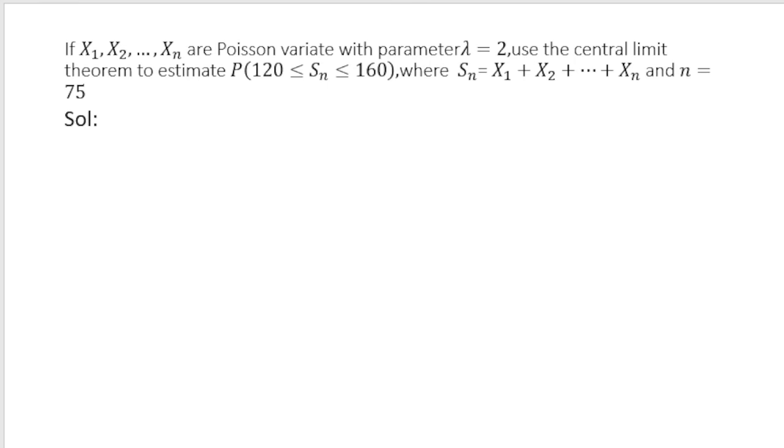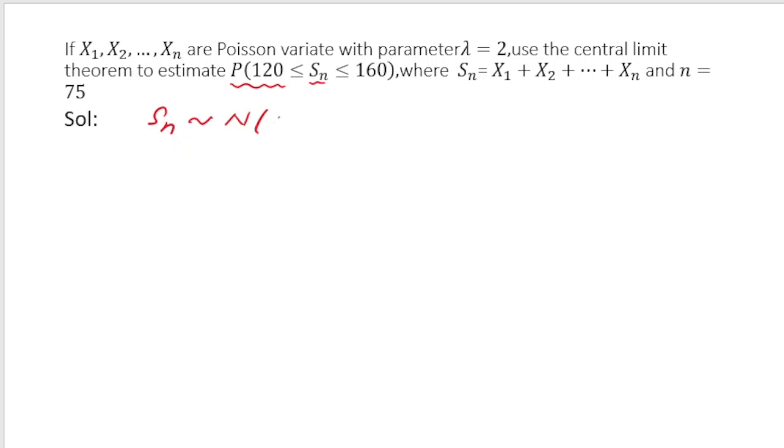Okay, so let us quickly take a few more problems. If you look at this problem, if x1, x2, xn are Poisson variates with parameter lambda equal to 2, use the central limit theorem to estimate the probability that Sn, which is defined as x1 plus x2 plus xn, and n is equal to 75. So we have to calculate this probability. Now we had already given that Sn will follow the normal distribution.